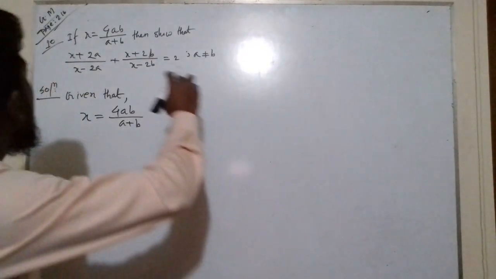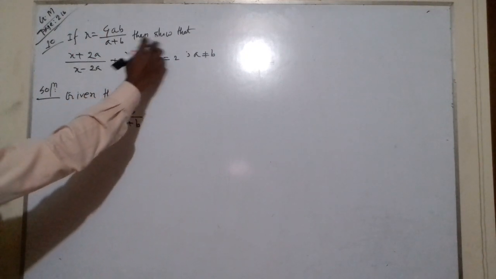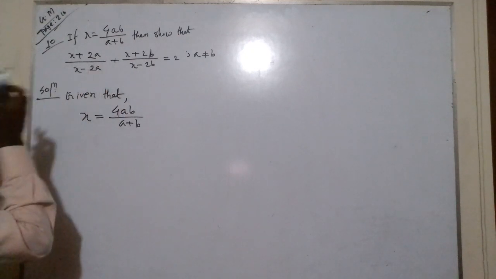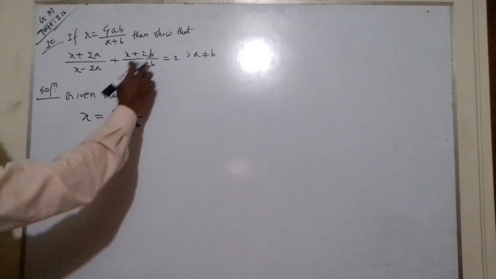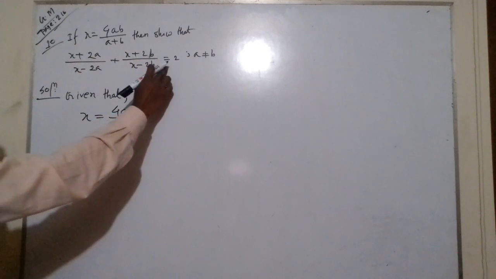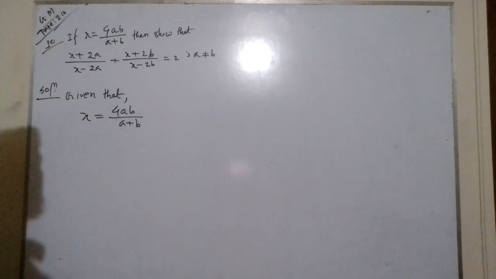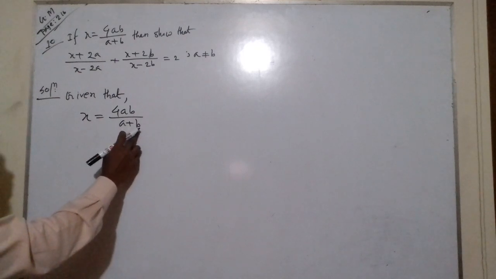Here the problem number 10: if x equal to 4ab divided by a plus b, then show that x plus 2a divided by x minus 2a plus x plus 2b divided by x minus 2b equal to 2, when a not equal to b. Given that x equal to 4ab divided by a plus b.